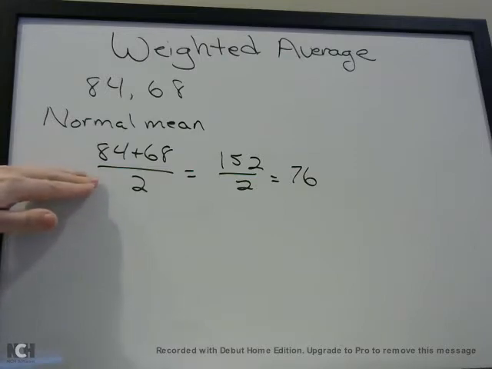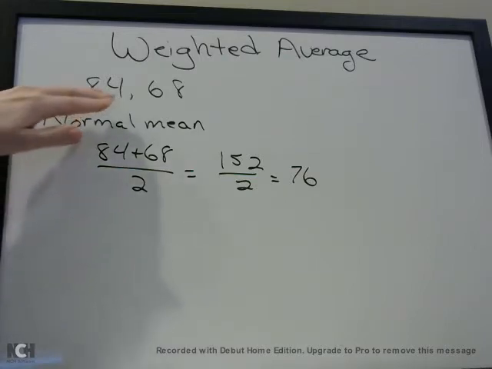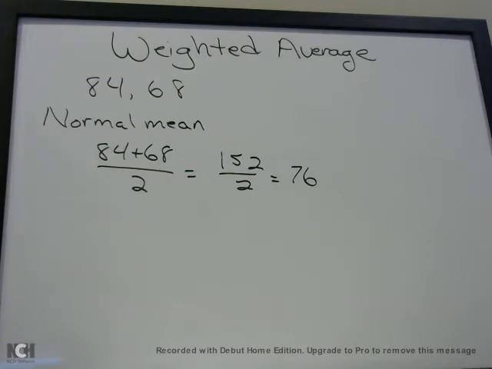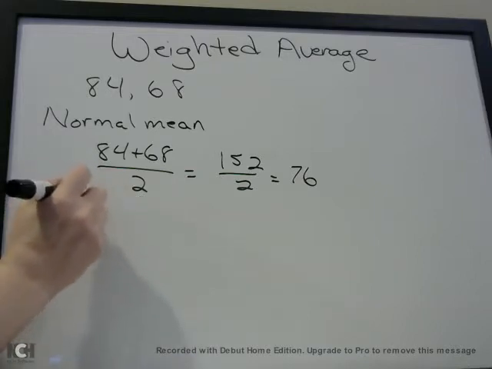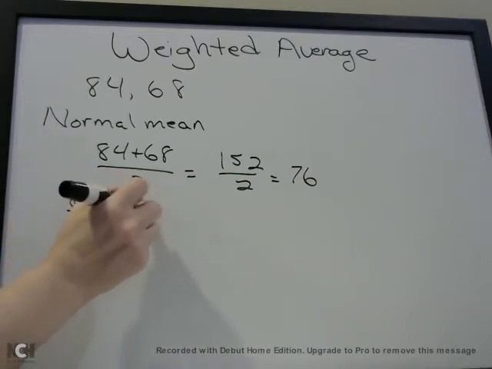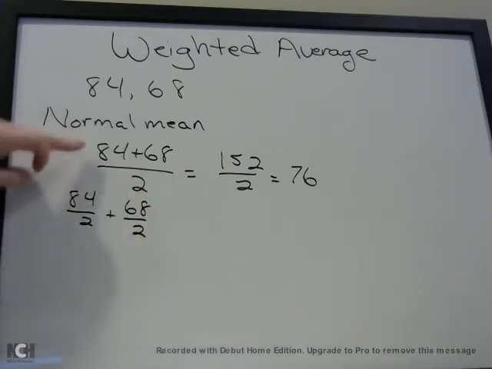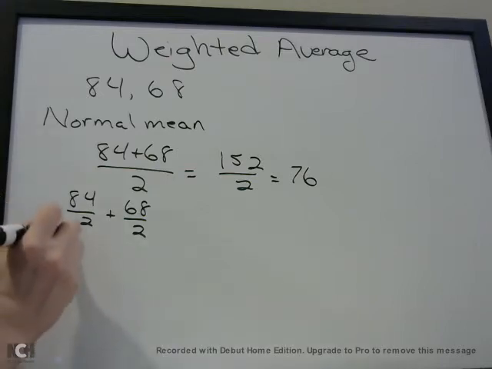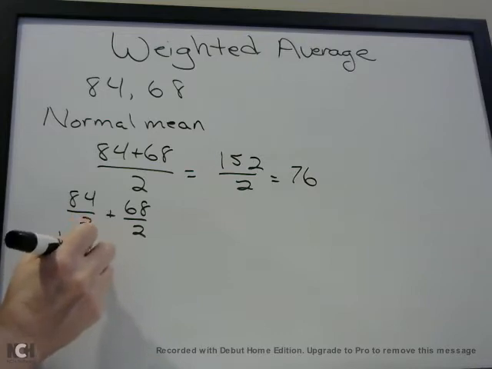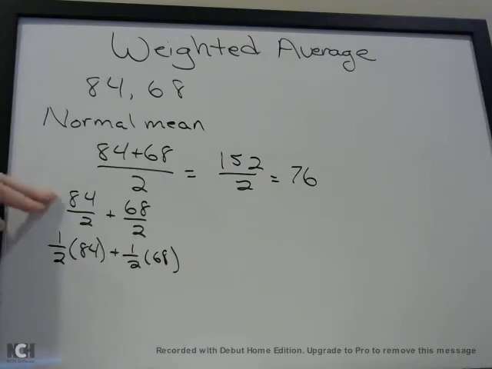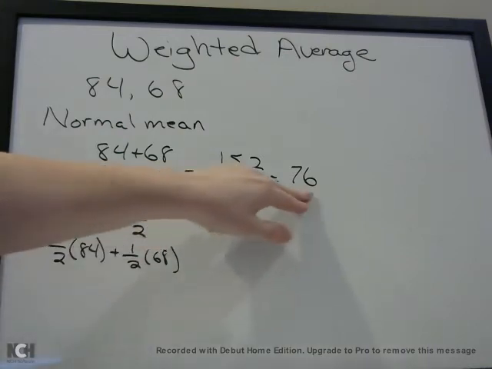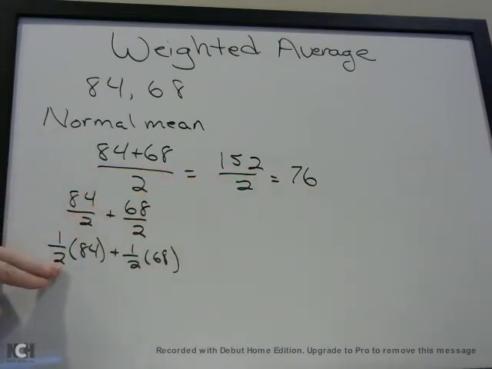When we're doing this, we are actually weighting each of these, but we're weighting them equally. So how we could write this would be 84 divided by 2 plus 68 divided by 2. That's the same as this. These are equal. And then if we break this down further, we really could write this 1/2 times 84 plus 1/2 times 68. These two things are the same. So all these three ways of writing this, they're all the same. You're all going to get the same answer of 76 no matter how you do this.